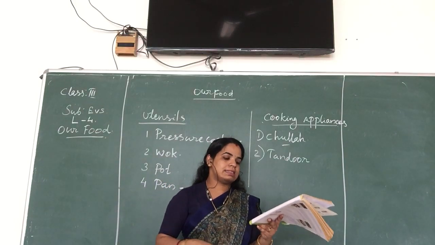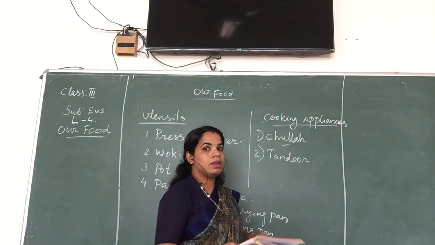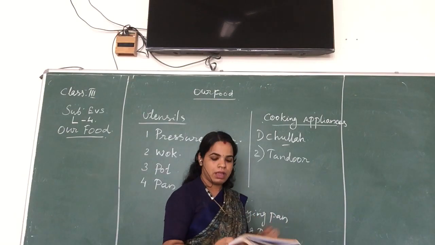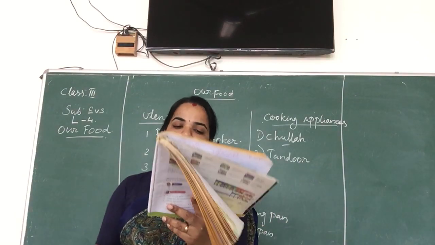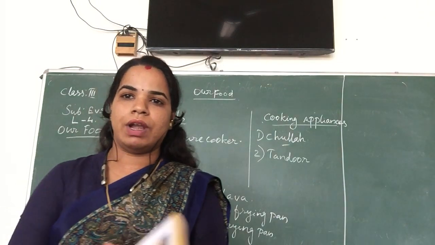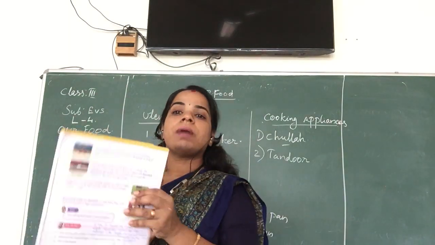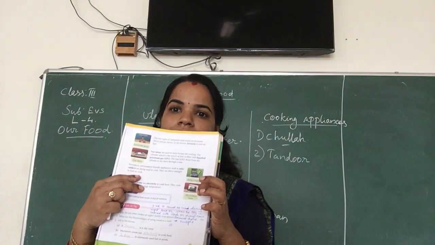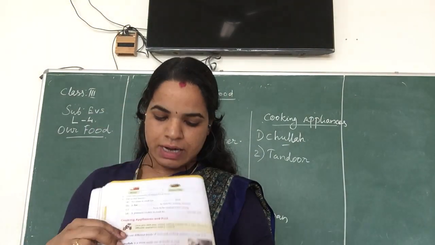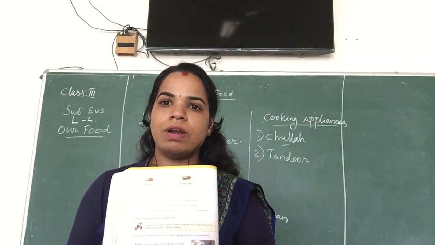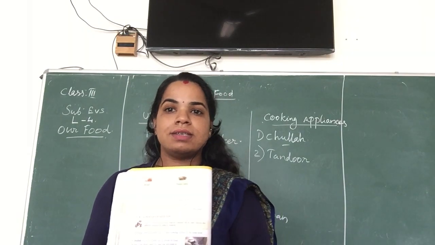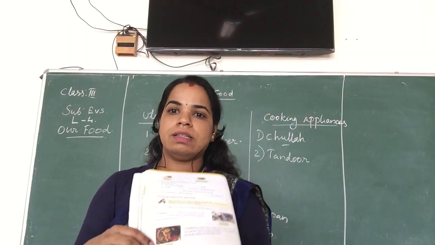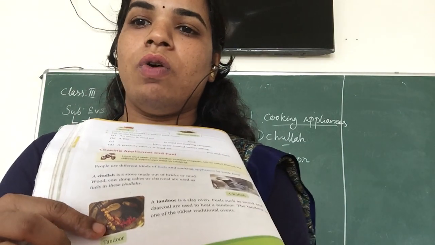Wooden pieces as well as charcoal are used as fuel. The tandoor is one of the oldest traditional ovens. Now we are using the microwave oven, which is a modern oven. But in very old times, people used this as an oven, so it is known as the traditional oven.